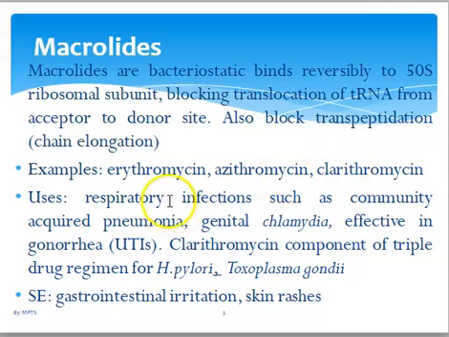These are used in respiratory tract infections such as community-acquired pneumonia, genital chlamydia, and are effective in gonorrhea. Azithromycin is also effective in UTIs and all those. Clarithromycin is a component of triple therapy for H. pylori, and is also used in Toxoplasma gondii. Side effects we have are GI irritation or skin rashes.